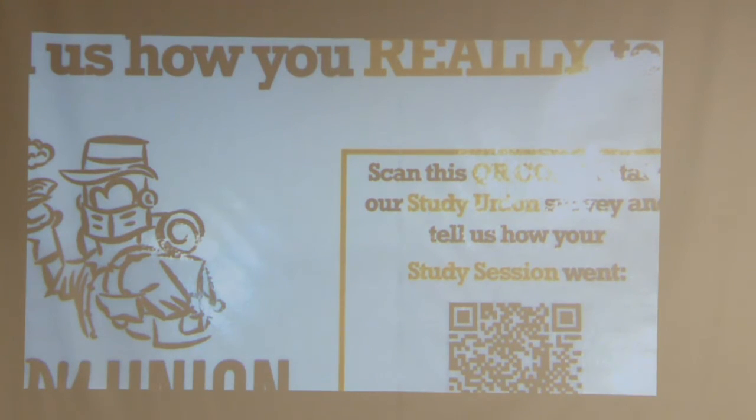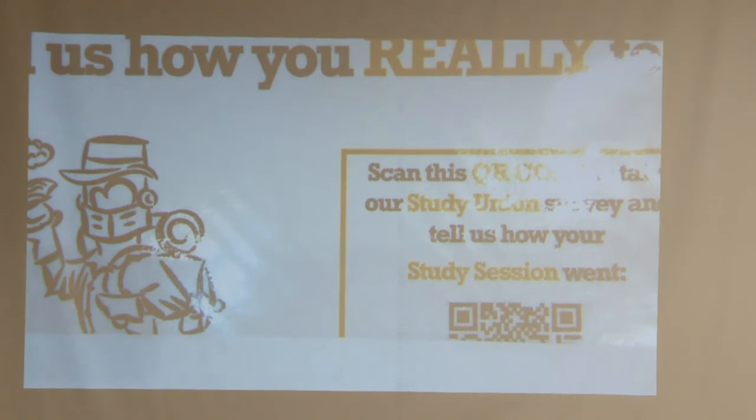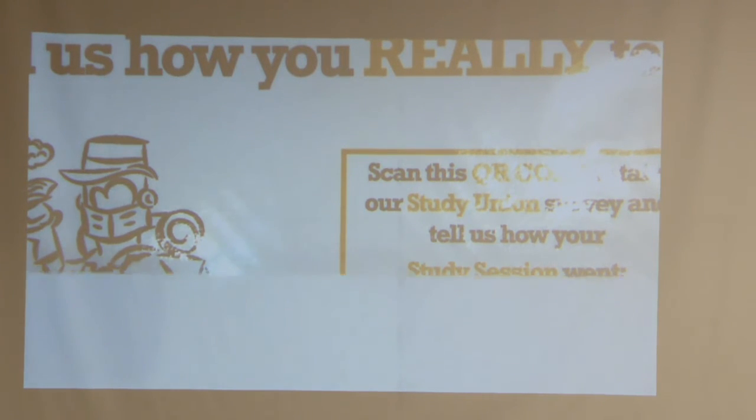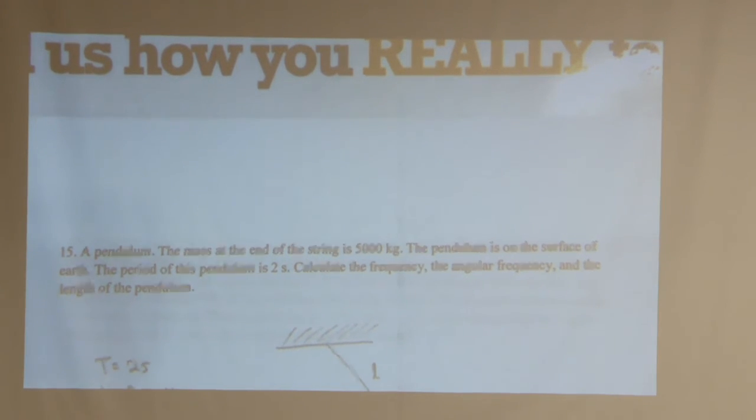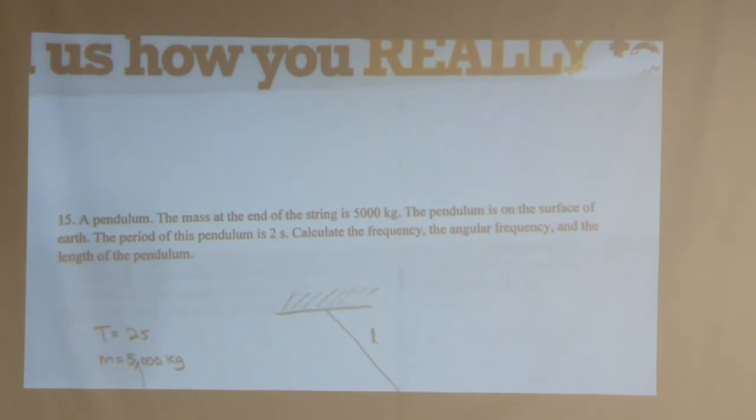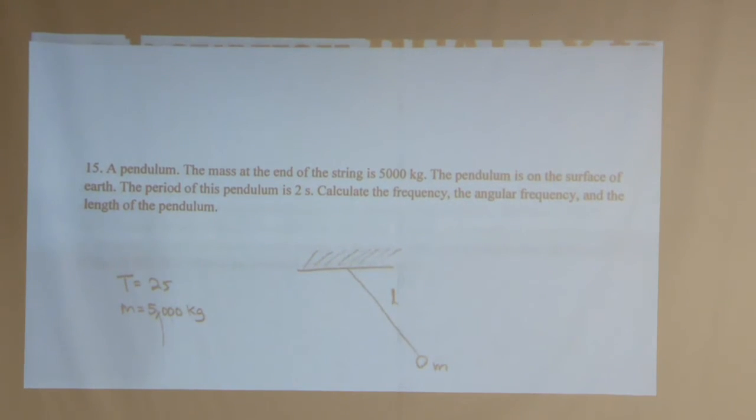So now we're going to get to our last topic, which is oscillation. Actually, there's another topic afterwards, but we have oscillations. We're going to have two problems. First one is a pendulum. This one's pretty straightforward. We have a pendulum with a mass of 5,000 kilograms. The pendulum is on the surface of the Earth. The period of this pendulum is 2 seconds, and we have 3 questions to answer. We need to find the frequency, the angular frequency, and the length of the pendulum.